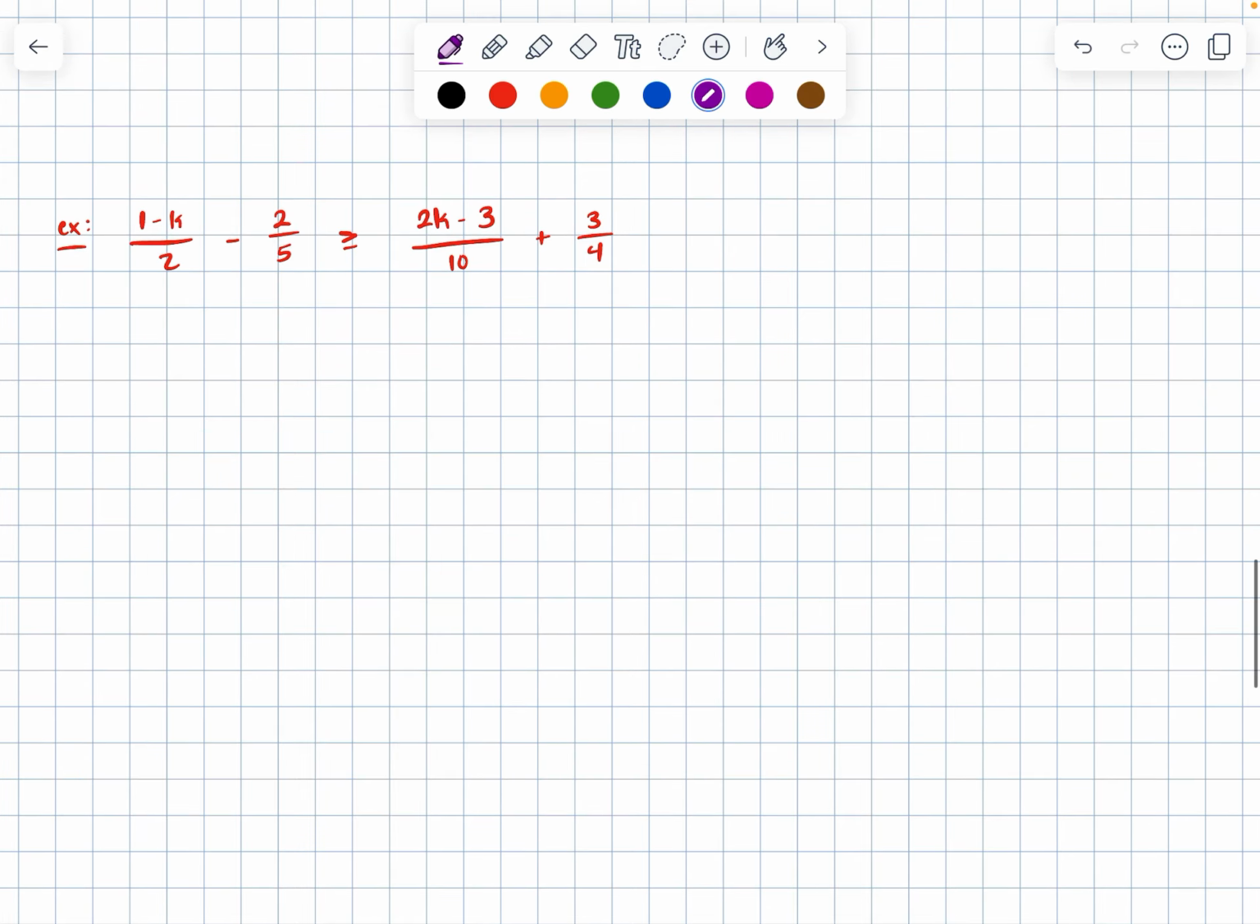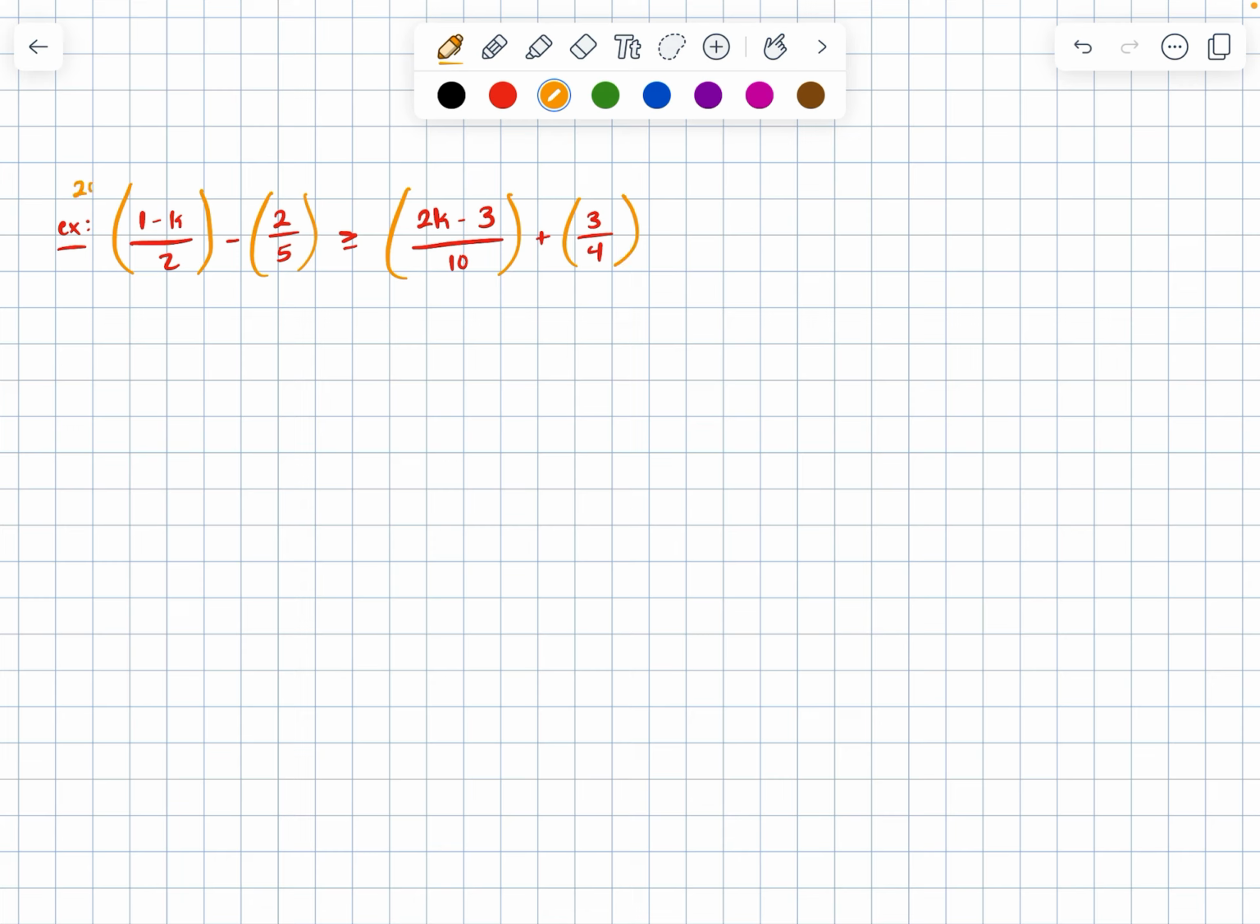1 minus k over 2 minus 2 over 5 is greater than or equal to 2k minus 3 over 10 plus 3 over 4. If you want to pause, have at it. If you don't want to pause, one last ride. So, again, I've got a bunch of fractions. Noticing 2, 5, 10, and 4, I should look for the least common denominator, the number that I can multiply all 4 of these fractions by to get rid of all of that division.